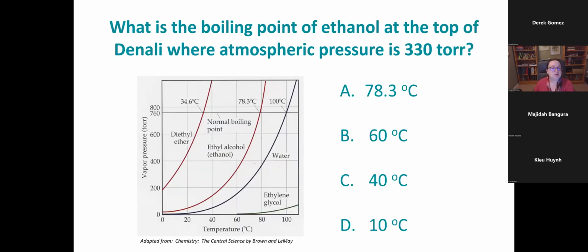There is one more. I forgot. There was one more question. All right. We'll practice reading graphs. That's going to be a skill for the second half of our class today. What is the boiling point of ethanol? Okay, so ethanol is the second line here. It's this one here, the red one there, right before water. What is the boiling point of ethanol at the top of Denali, where the atmospheric pressure is 330 torr?